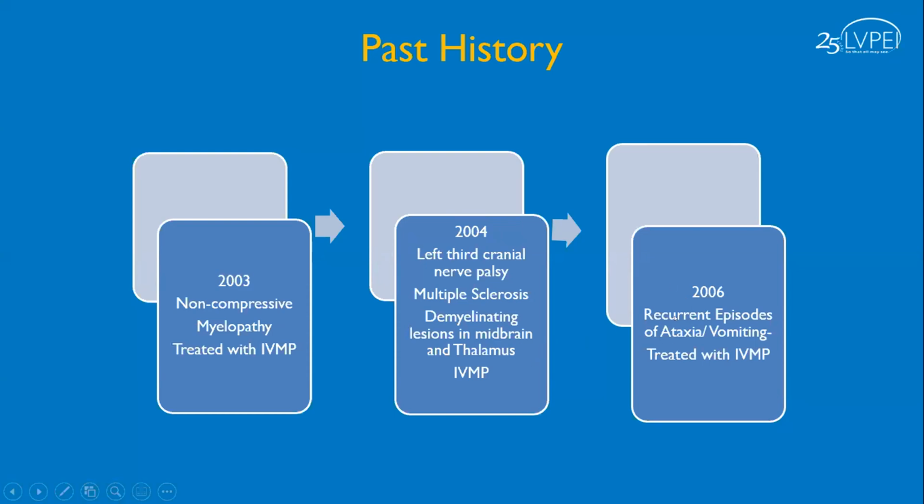3 years later, in 2006, she had recurrent episodes of ataxia, vomiting, and then she was again treated with IVMP. Today, we know, as Dr. Preeti highlighted in her previous presentation, these are suggestive that they are involving the area postrema. Therefore, they are presenting with ataxia, vomiting. So therefore, possibly it suggests a brainstem involvement.